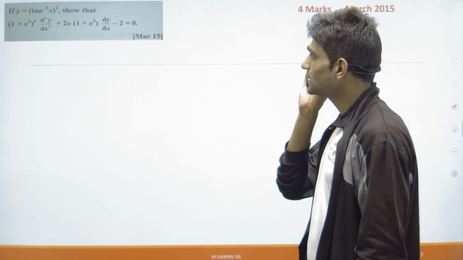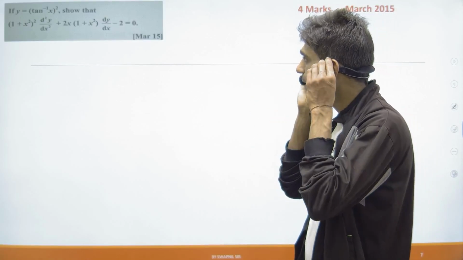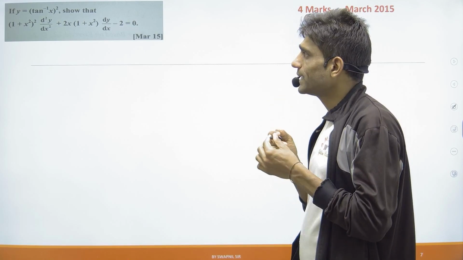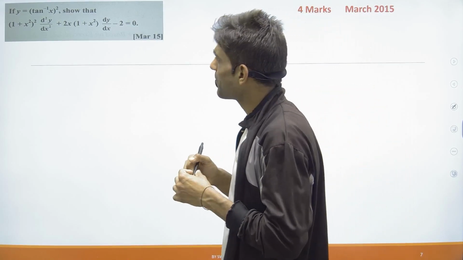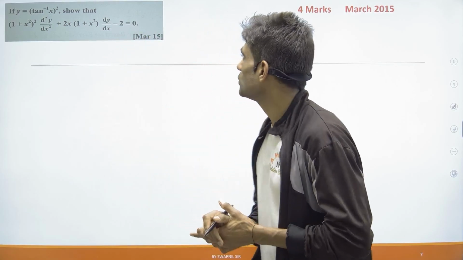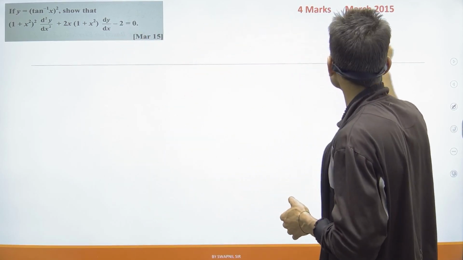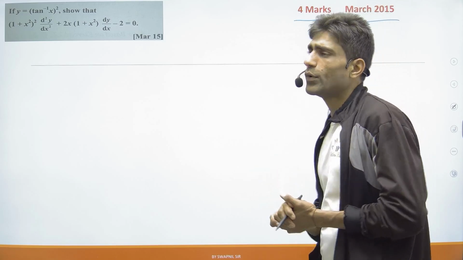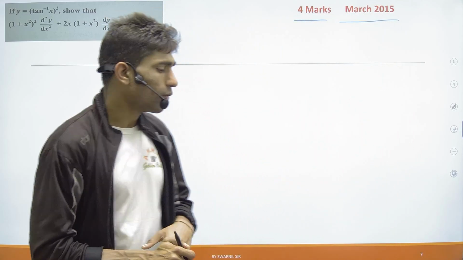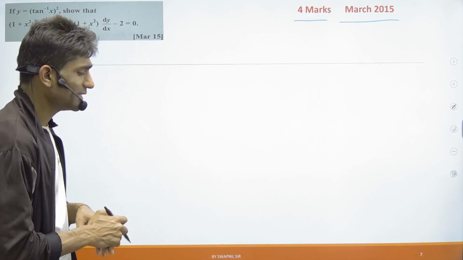Now the next part: y is equal to tan inverse of x, whole squared, is given. Then we have to show that (1 plus x square) whole square into d square y by dx square plus 2x into (1 plus x square) dy by dx minus 2 is equal to 0. This question was asked in March 2015 for 4 marks. Now let's go for the differentiation.